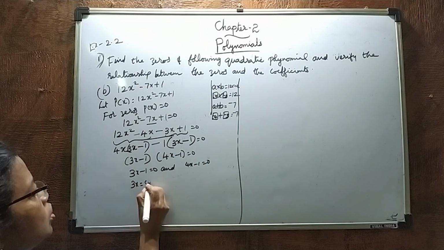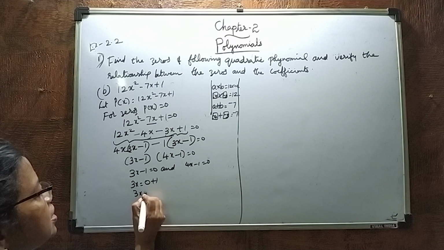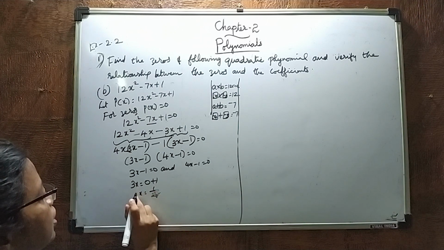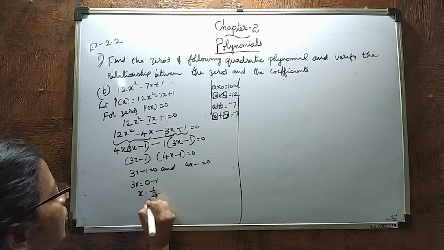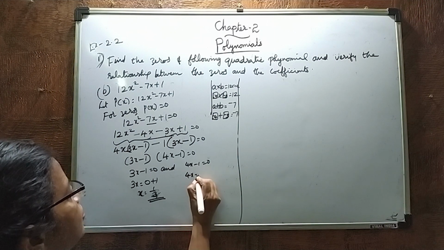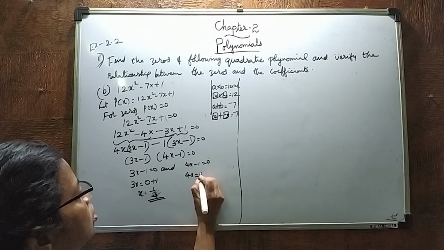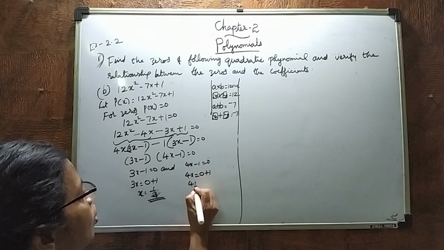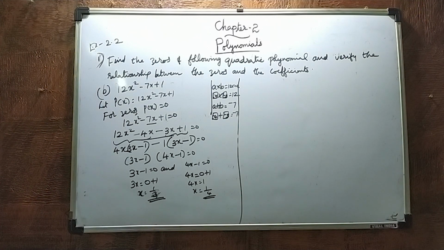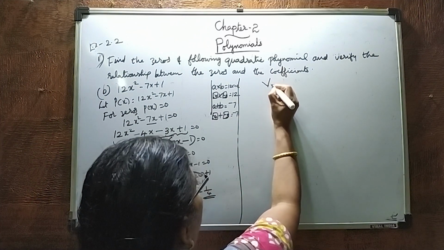Then take each one: 3x minus 1 equal to 0, and 4x minus 1 equal to 0. 3x is equal to 0 plus 1, 3x is equal to 1, not 3x, x is equal to 1 by 3. Next one, 4x minus 1 equal to 0, 4x is equal to 0 plus 1. So 4x is equal to 1, x is equal to 1 by 4. So here you will get the answer: alpha is equal to 1 by 3 and beta is equal to 1 by 4. Now the verification you are going to do.